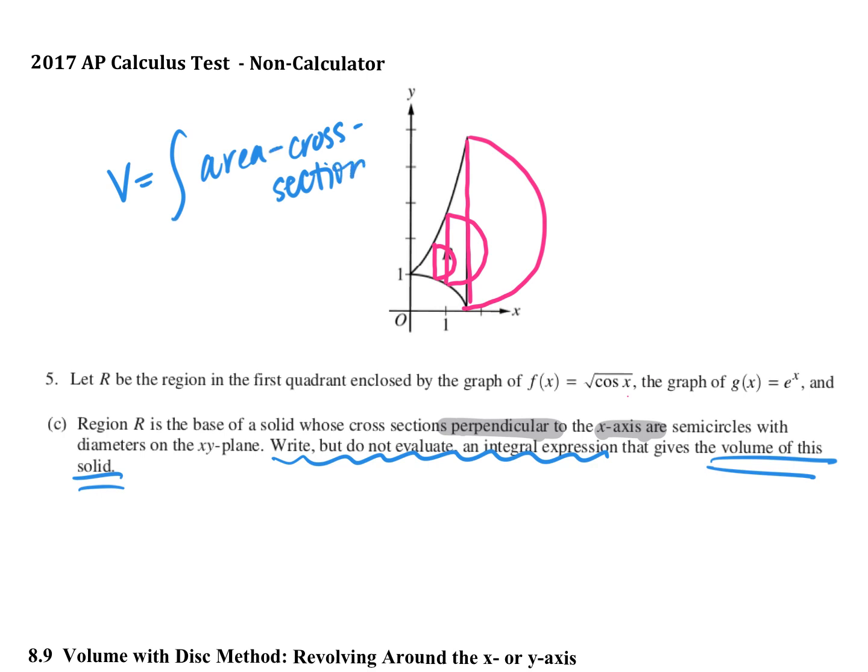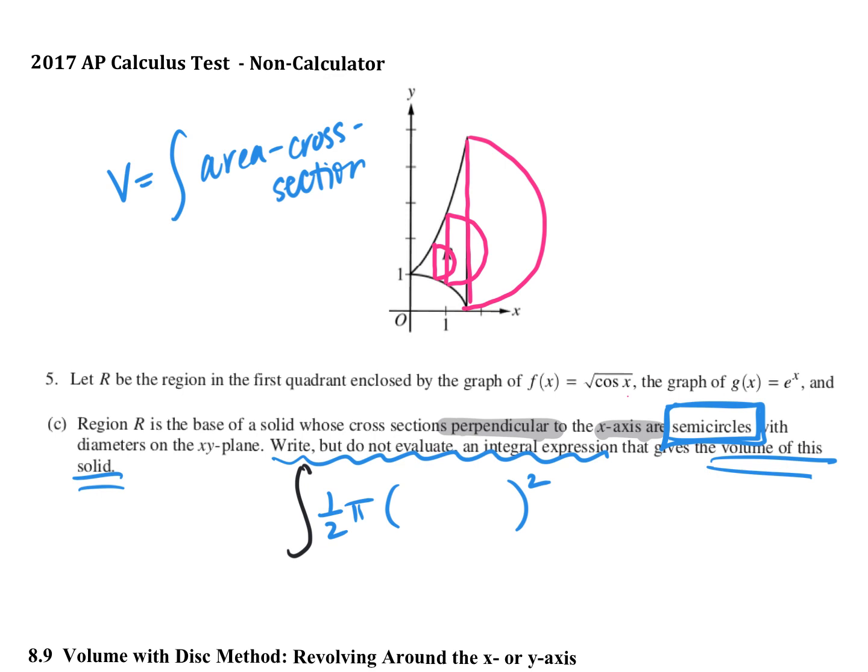Area of a cross section. What are these cross section shapes going to be here? Semicircles. So I find the area of a semicircle: 1/2 pi r squared. And when I integrate that, I will get the volume of this solid. We've got to go find that radius.